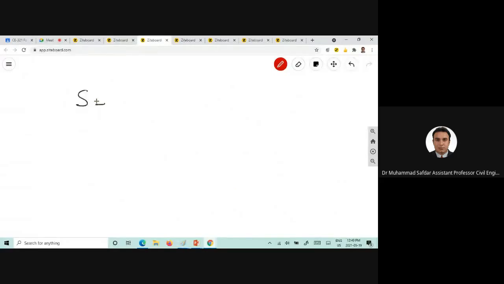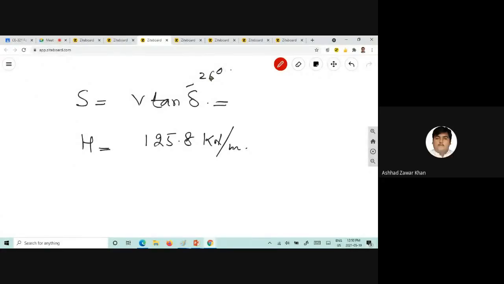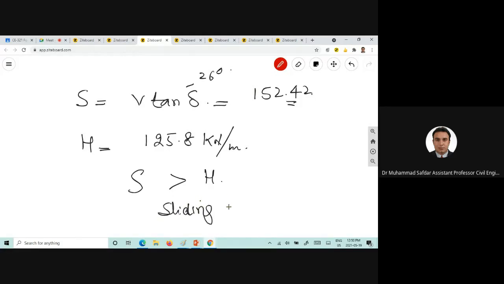Now for the sliding resistance and the horizontal force, I guess it was 125.8 kilonewton per meter. Now how about the sliding resistance? Take delta is equal to 26 degrees. S is 152.42, and as S is greater than H, it means that the sliding is also okay, or it's satisfied.